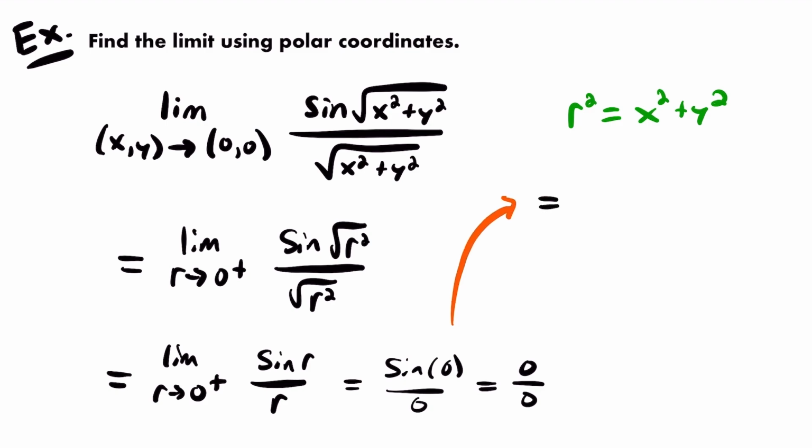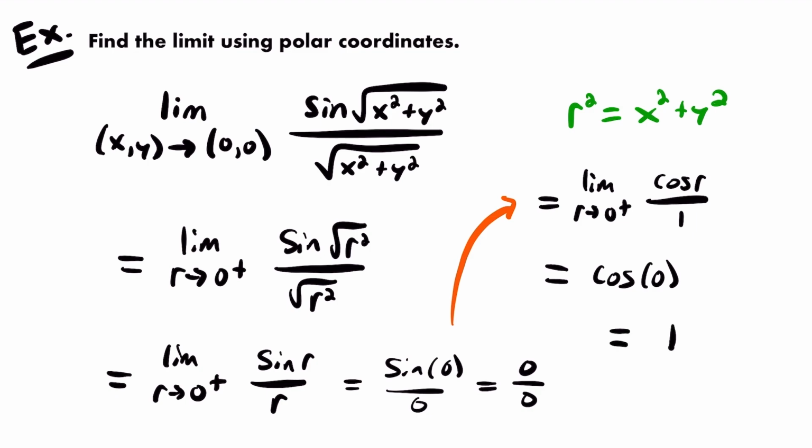Rewriting our limit again, we'll have the limit as r approaches 0 from the right, and we're going to use L'Hopital's rule. Taking the derivative of the top, the derivative of sine r will be cosine r, and then the derivative of r is 1. So you have cosine r divided by 1. Now if you plug in 0, watch what happens. You get cosine of 0 divided by 1, and cosine of 0 is equal to 1. That is the result of this limit.